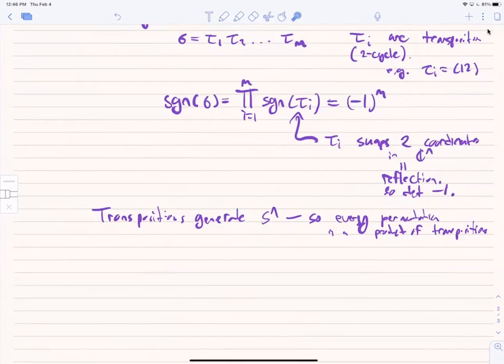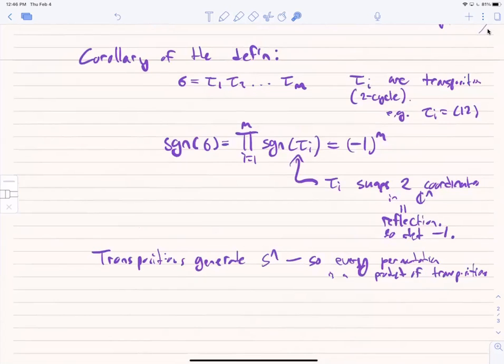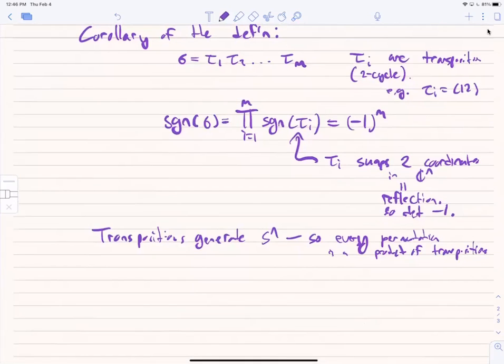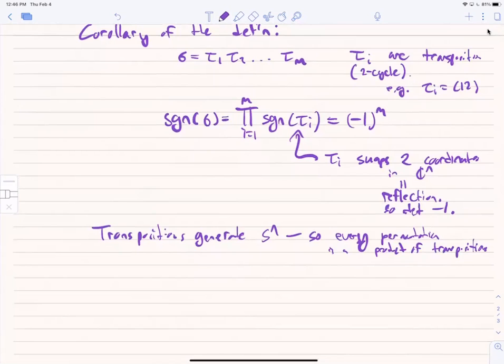I'll say this out loud: you might have seen other definitions of sign. There's this definition of sign in terms of the number of inversions. This is useful to know, but it's also a good exercise to check that it's the same. So sign of sigma is also equal to (-1) to the number of inversions.